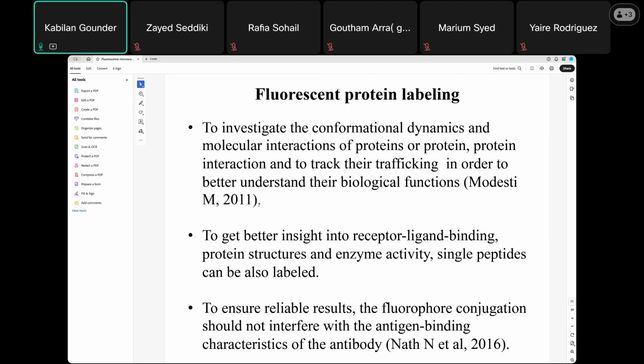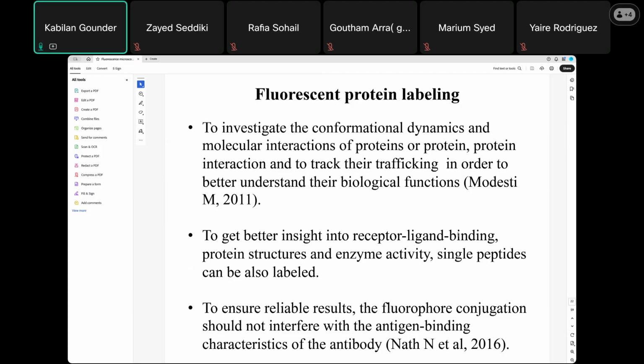Also, to get better insight into receptor-ligand binding, protein structures and enzyme activity, a single peptide can also be labeled. So if you want to study protein structure, and how the proteins behave, the enzyme activity, or a single peptide, you can label all of this with a fluorophore or dye and get all this information.